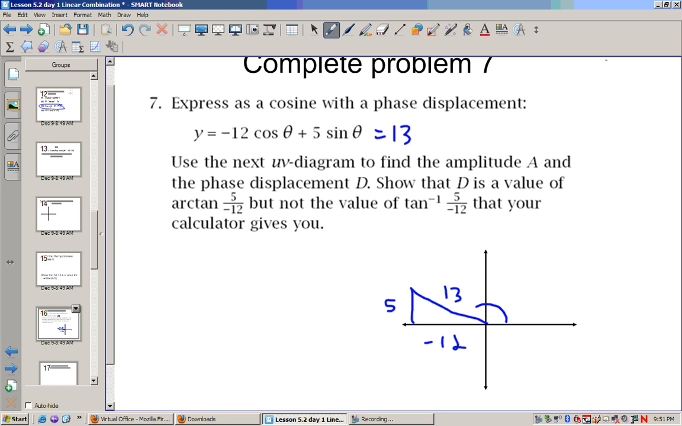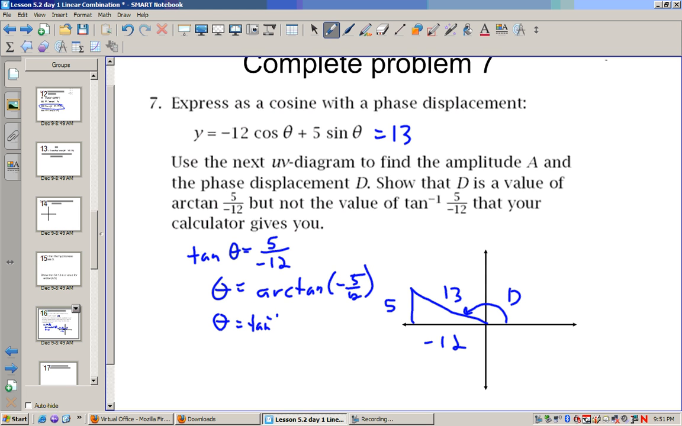Now I want to find this angle here, which is a little tricky because I know the tangent of theta is 5 over negative 12. So if I want to solve this correctly, I'd say theta is the arctan of negative 5/12, which is the inverse tan of negative 5/12 plus 180n. Now, if I use my trusty calculator, the inverse tan of negative 5/12 is negative 22. Now, hopefully everybody knows negative 22 isn't over here. Negative 22 would be down here.